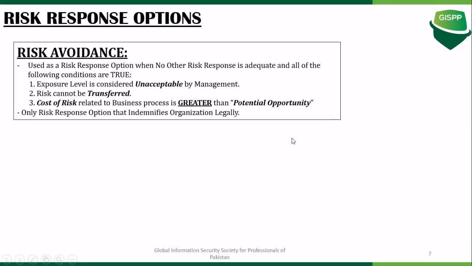And where the cost of risk related to the business process is greater than the potential opportunity. So let's say I'm going to make $5,000 out of a particular risk-based activity, and if the cost of the risk is going to be much more than $5,000, I may not go for that risk activity, because the cost of the risk is much higher than the amount of profit that I'm going to make out of it.